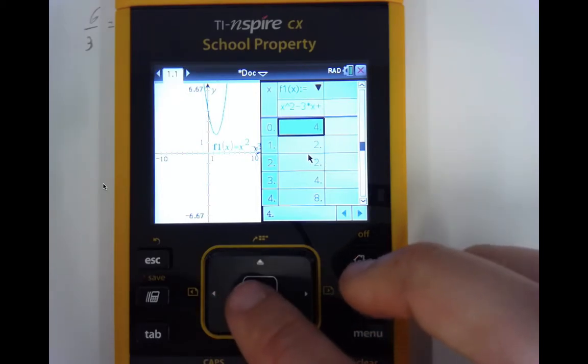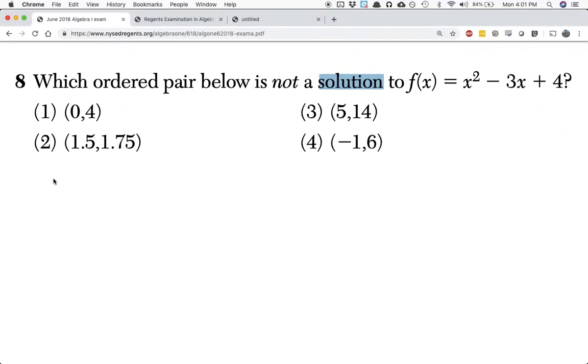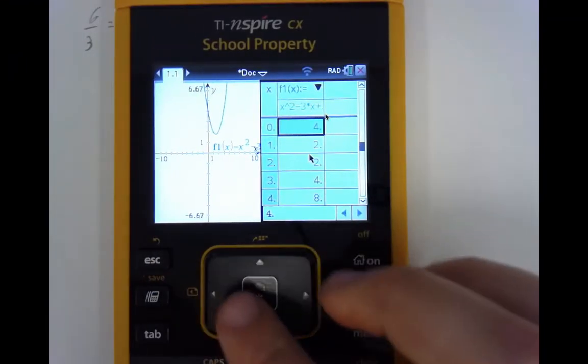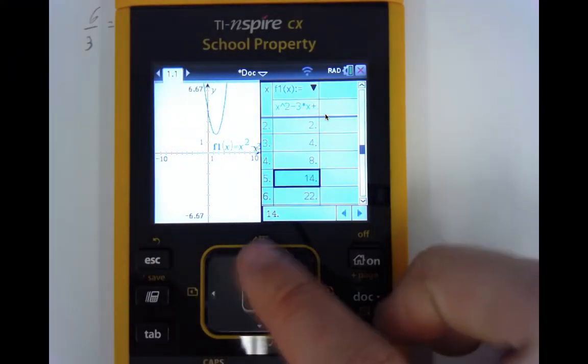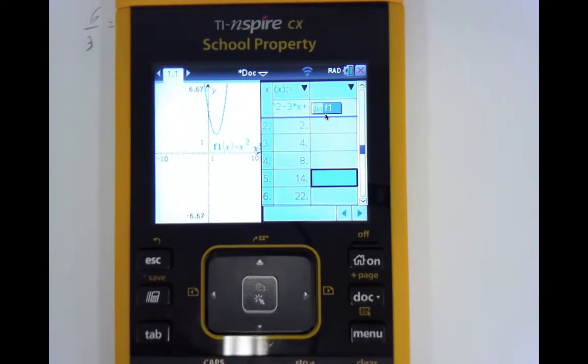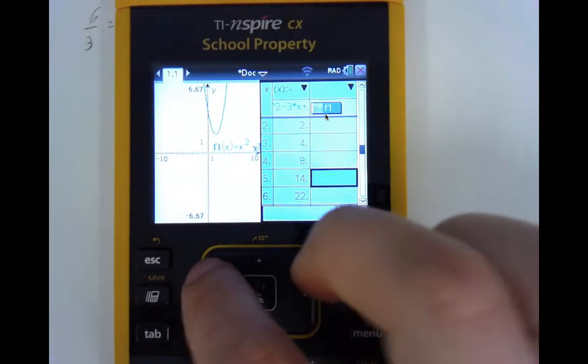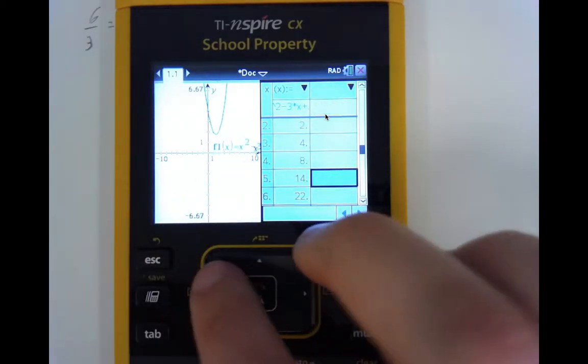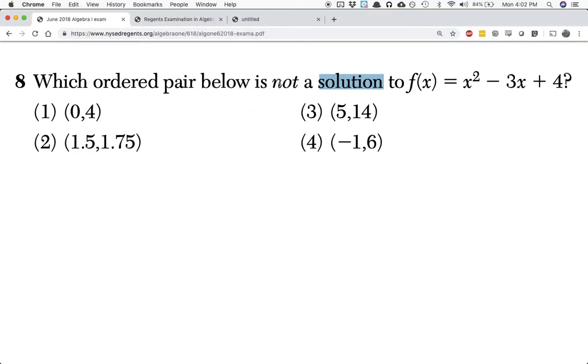Let's see if we find other things on it or not, and then we can come back and check for this vertex. Choice 3, 5, 14. 5, 14 is definitely on it. That is definitely a solution. So that also cannot be my answer, right? It's looking for which is not a solution. 5, 14 is definitely on it.